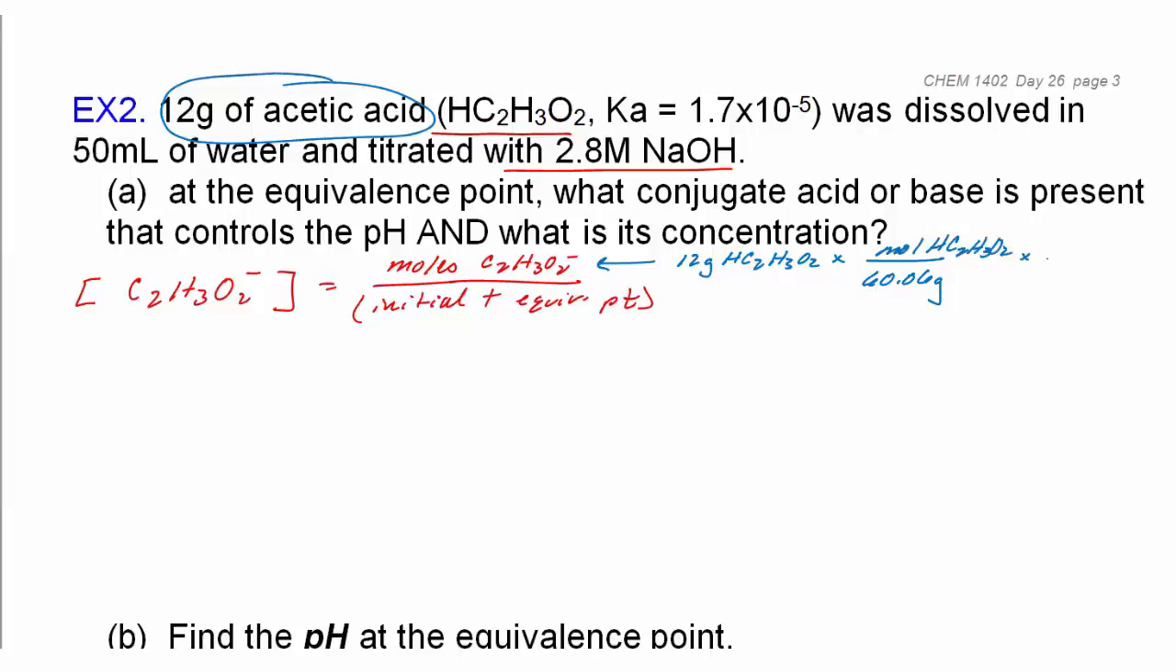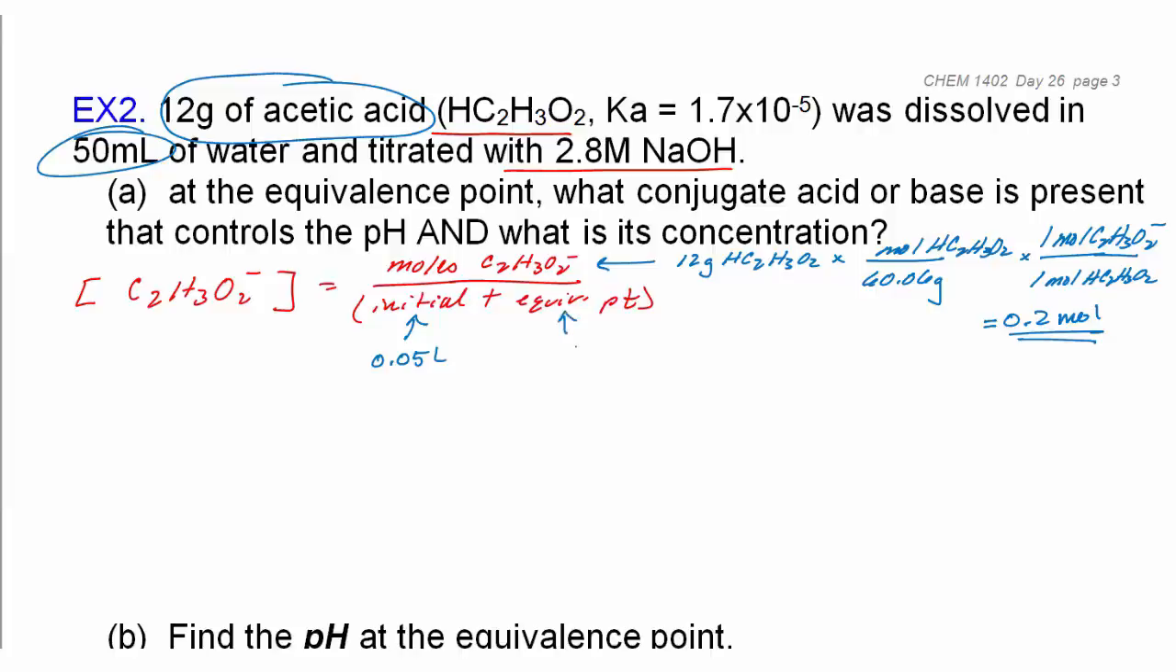And you don't need to write this next step, but for every 1 mole of acetic acid, I have 1 mole of acetate. I just didn't want to skip any steps. Right? It's 1 to 1. So that's about 0.2 moles. My initial volume is dissolved in 50 mL of water. So that is going to be 0.05 liters.